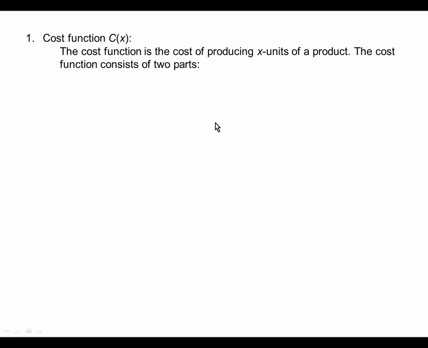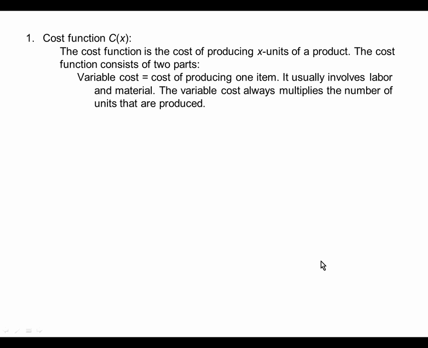Cost function, C of x. C stands for cost, and x is the number of items you've produced, whatever it is you're making, tape recorders, CDs, whatever. So the cost function is the cost of producing x units of a product. The cost function normally consists of 2 parts.